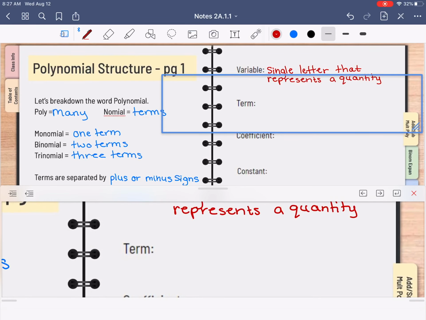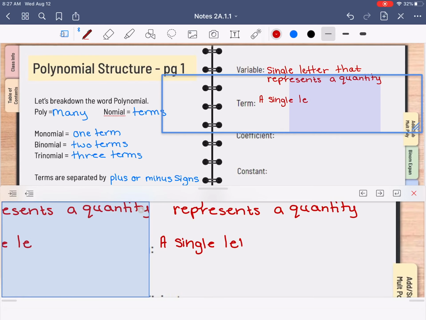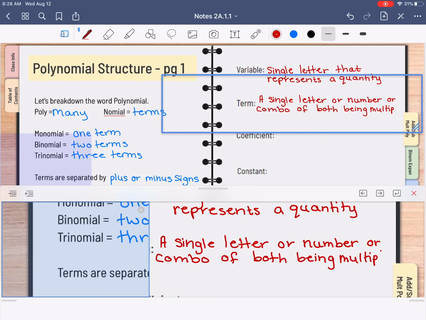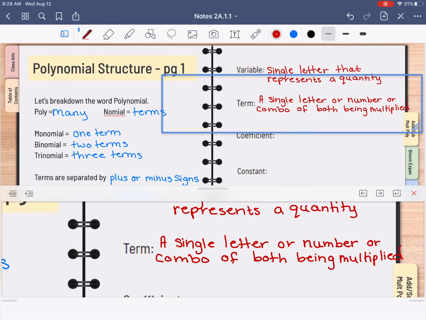The next one is a term. That's what we're talking about. Polynomials is many terms. A term could be just a single letter or number, so x is a term, or 5 is a term, or a combo of both being multiplied. I'm going to go off the edge a little bit. So what that means is, 5 is a term, x is a term, but if you put them together and multiply, 5x is also a term.